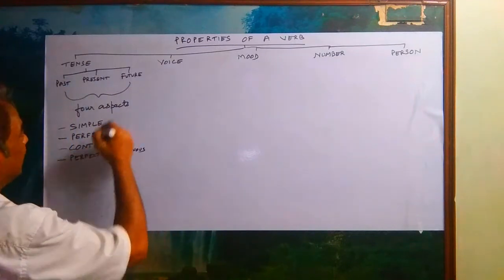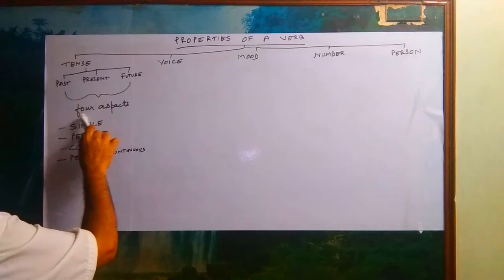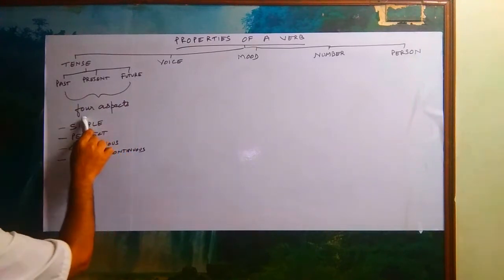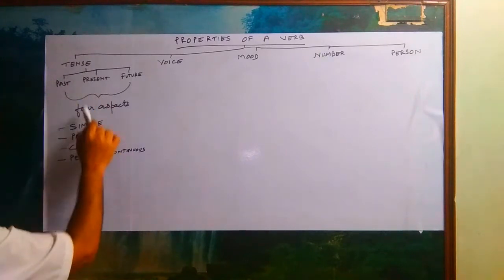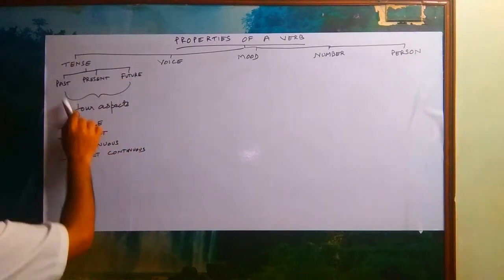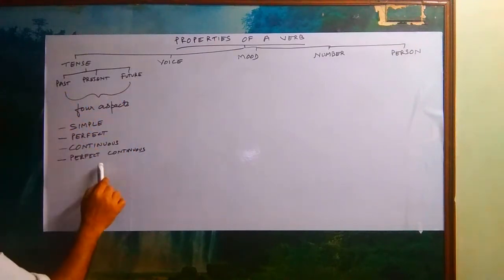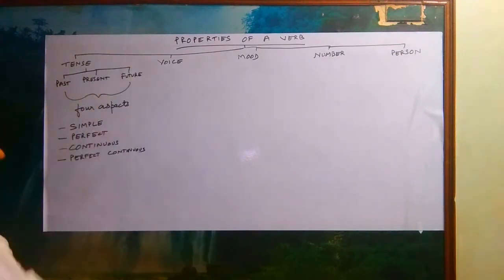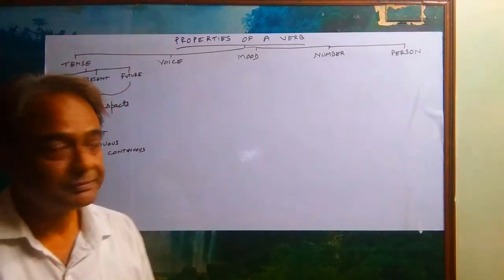Now, so we have 12 tenses. 3 main tenses with 4 aspects each. So we have simple past, simple present, simple future. Perfect past, perfect present, perfect future. Continuous past, continuous present, continuous future. Perfect continuous past, perfect continuous present, perfect continuous future. So in total we have 12 tenses.